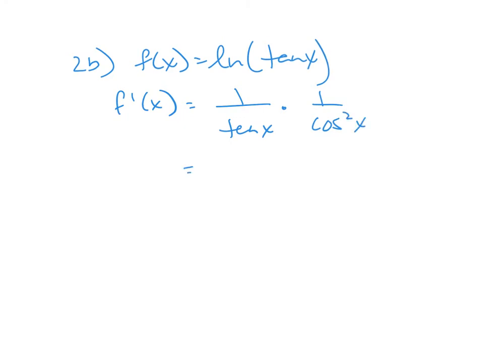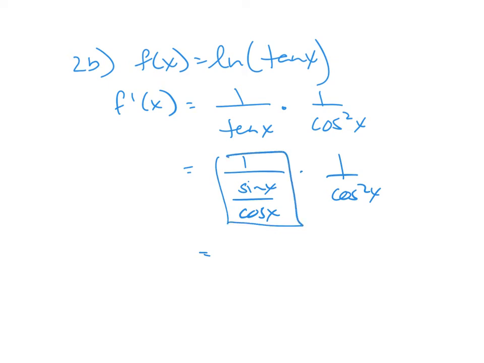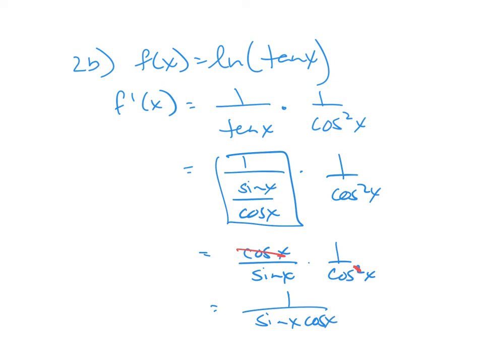Okay, and so if I simplify this, I know that 1 over tangent x is cosine x over sine x times 1 over cosine squared x. This part here, I have to flip the fraction. It says cosine x over sine x times 1 over cosine squared. And so then I can cancel out a cosine with a squared here, and I end up with 1 over sine x cosine x.